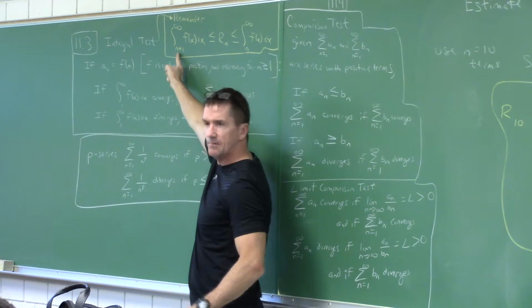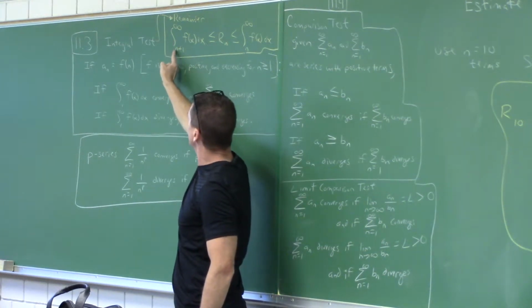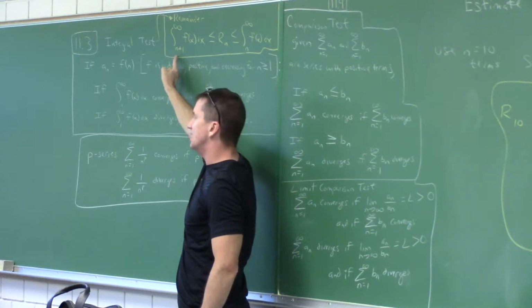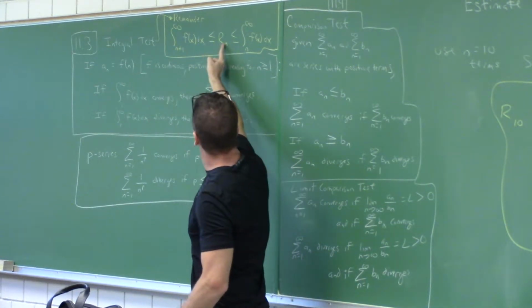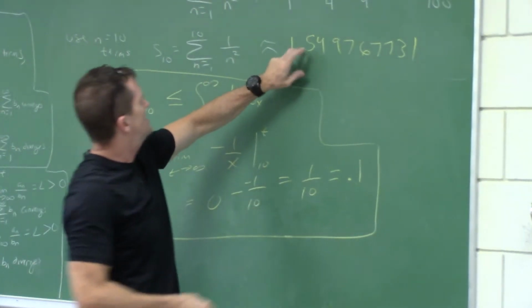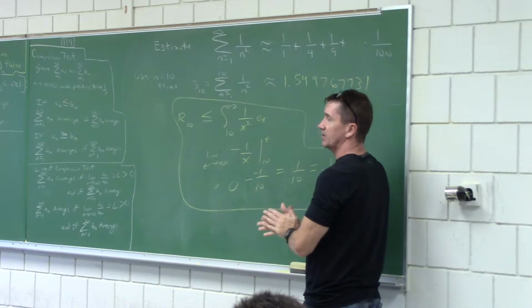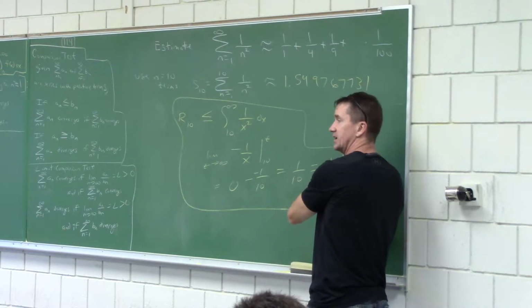Can you go over here? Can everyone read what it says right there? Same thing, but it says the integral starts at n plus 1. So if I used n equal to 10 here, right now I'm saying this is really close to the actual sum, which we don't know, but it's within 0.1 of the actual answer.